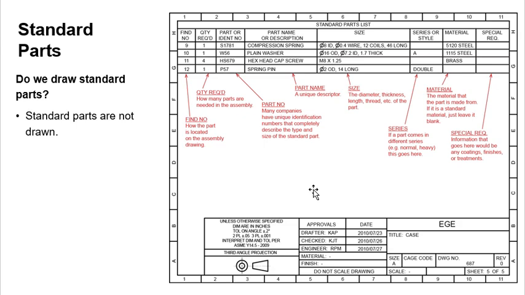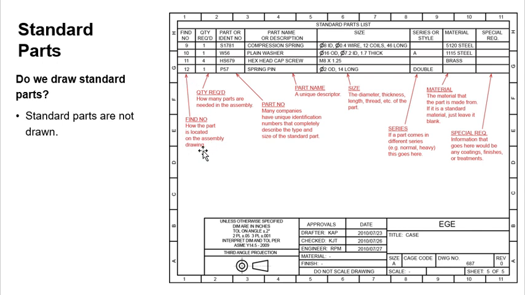Now this is the last one. Do we draw standard parts? We don't draw standard parts. We just give the standard parts information like this. You have a table like that for the standard parts list, and you'll be asked to get these numbers 9, 10, 11, 12.